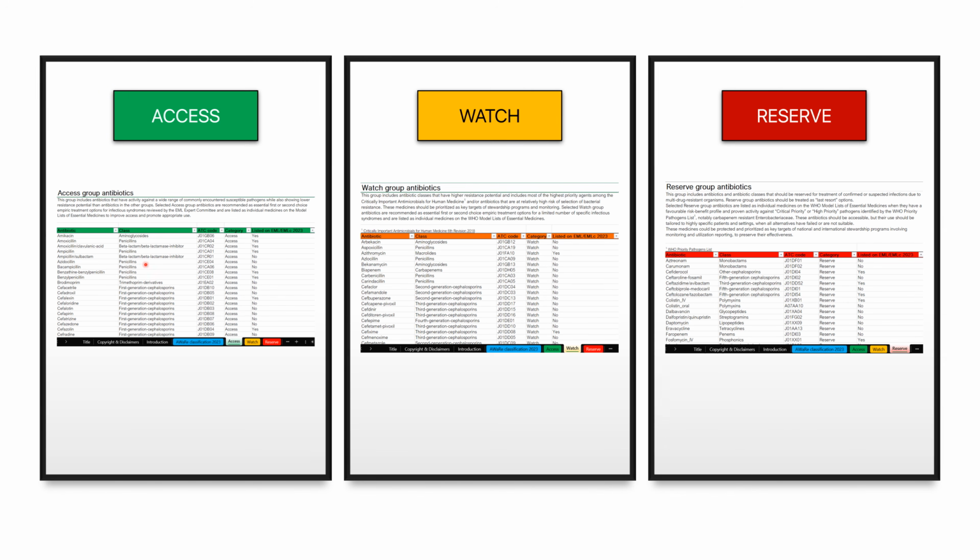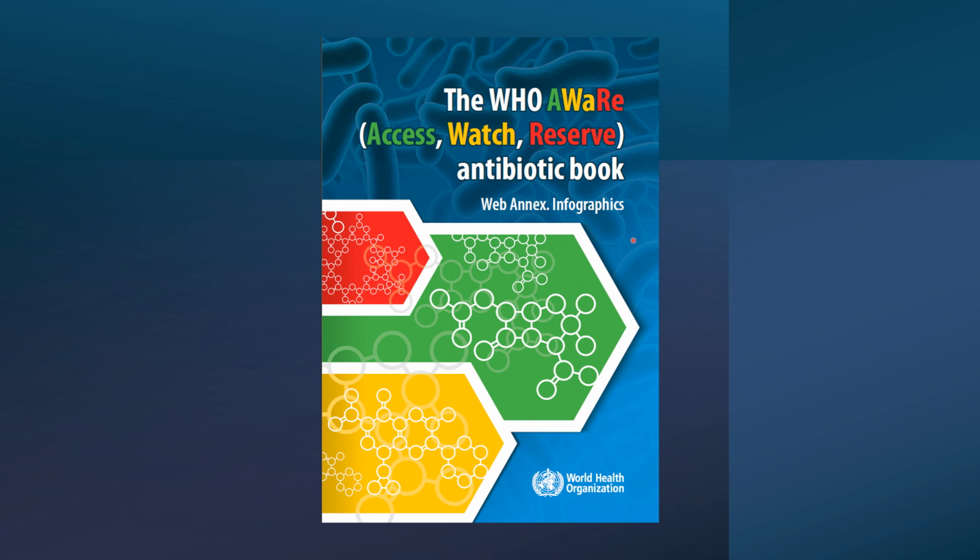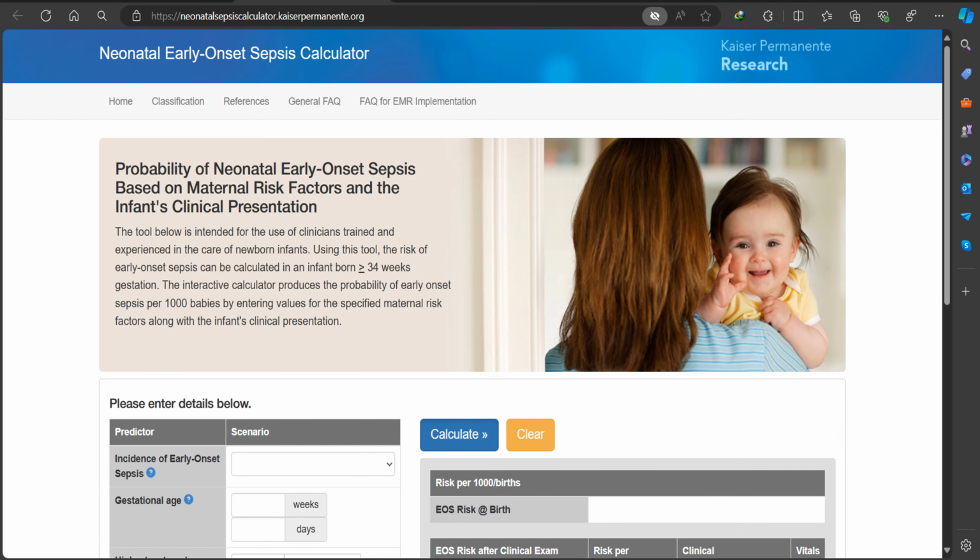So as you can see here, the World Health Organization gives 3 lists of antibiotics in a single spreadsheet or Excel sheet. There are access group, watch group, and reserve group. How to download this list of antibiotics, I will give the link in the description. And this is the book by WHO, the WHO AWARE book, the Access Watch Reserve antibiotic book. Everyone should read this book for ensuring appropriate antimicrobial therapy. This is the sepsis calculator I was talking about, where there are various web-based calculators.